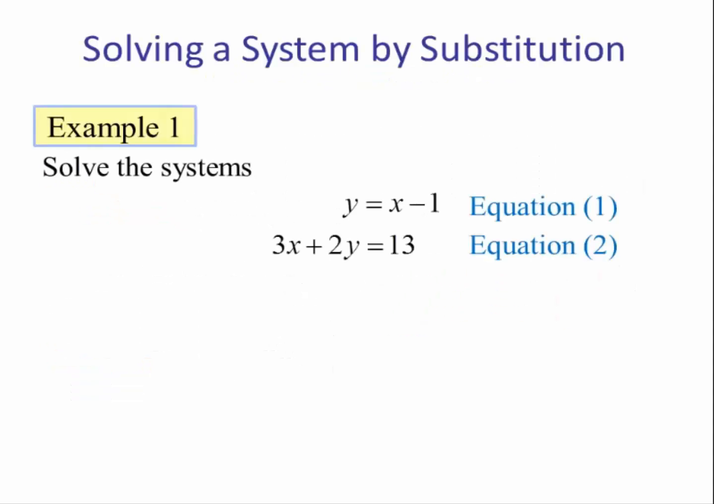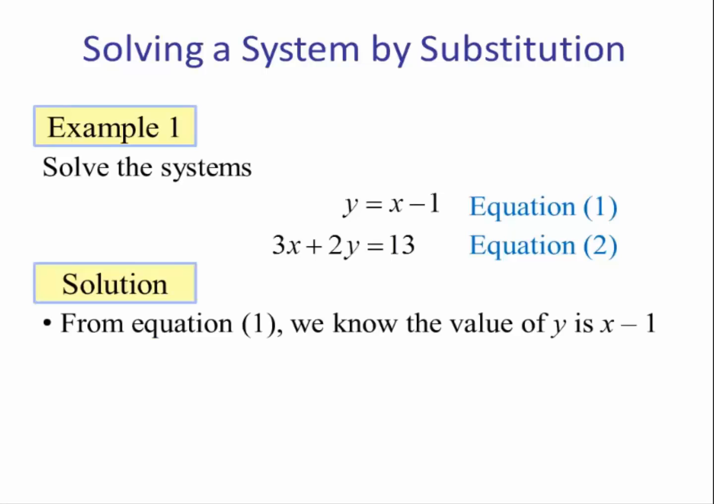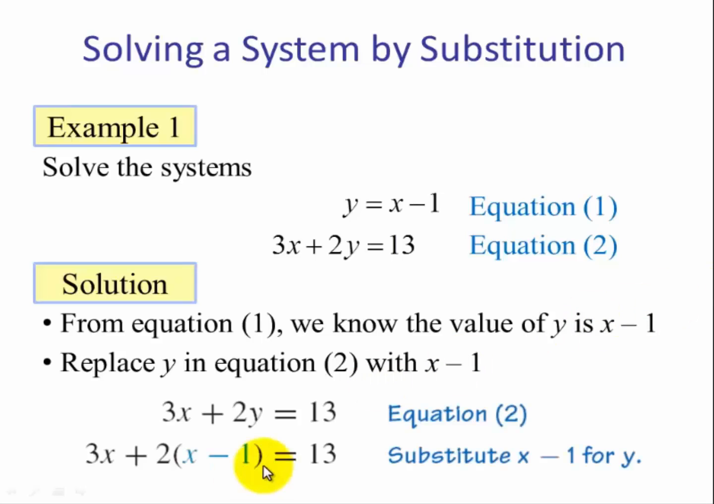Example 1. Solve the system y equals x minus 1 and 3x plus 2y equals 13. Solution. From equation 1, we know that y is equal to the expression x minus 1. So what we could do is take the second equation, and everywhere we see a y, we replace it with the expression x minus 1. Now doing this gives us an equation where the variable is only an x. Once we replace y with x minus 1, we have an equation that has nothing but x's, and we can solve for that variable using that equation.